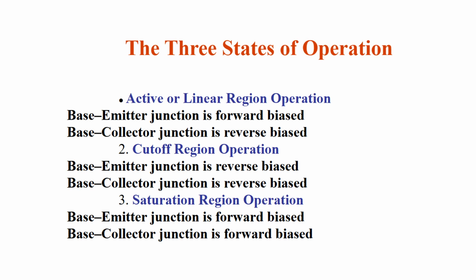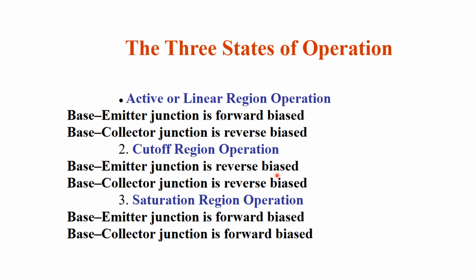We know that a transistor is operated in three regions. Active region: the input junction is forward biased and the output junction is reverse biased. Cutoff region: both the junctions are reverse biased. Saturation region: both the junctions are forward biased. We know that in the active region, the transistor acts as an amplifier. So the Q point, the operating point, should be in the active region.